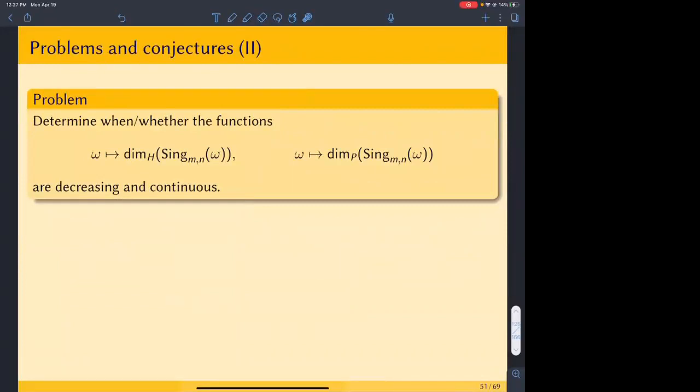In fact, if you can't find formulas, it would be really interesting to know when these functions are continuous. If they're continuous, I have follow-up questions for you. So once you can determine this problem, please write to me.